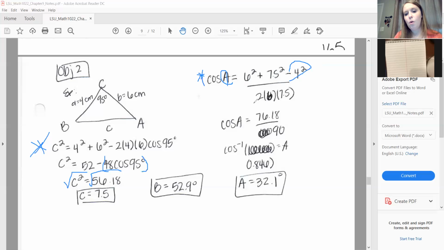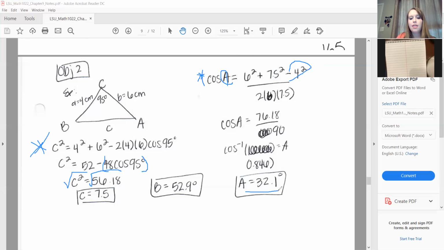And I did the whole bottom and I got 90. And it looks like I messed up, so I must scratch things out. But then once you have that, I got 0.846. I took cosine inverse of that, or you could literally put cosine inverse and divide it at the same time. It doesn't matter. So then you get angle A is 32.1 degrees.